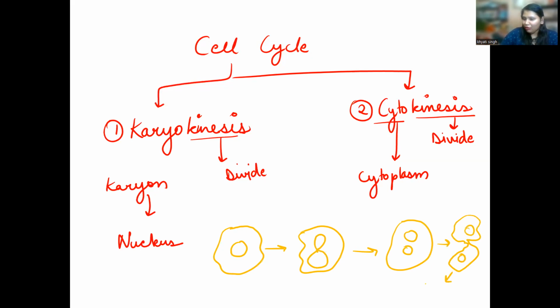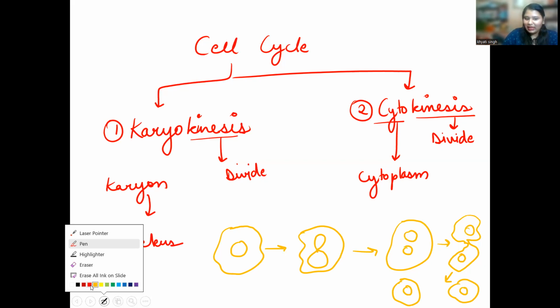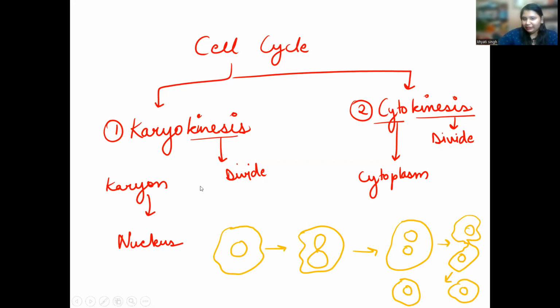And finally, two daughter cells are formed, each containing their own nucleus. Getting me? So first what will happen? This nucleus is going to divide inside a cell, and then finally the cytoplasm will also divide. During the cell cycle, see, if you're going to do something, you need to prepare yourself, right?